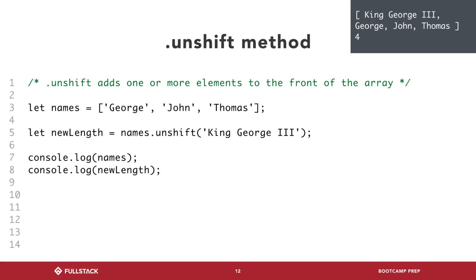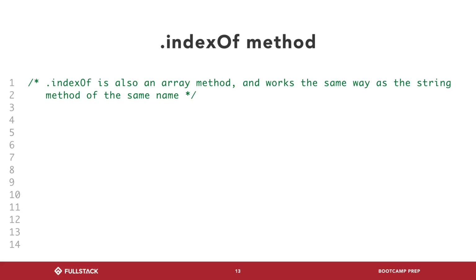So basically, the rule of thumb here, based on the ones we've seen so far: if something adds something to an array, we return the new length of the array. If something removes something from an array, we return the thing that got removed. That's a general pattern for the 4 methods we've seen so far.